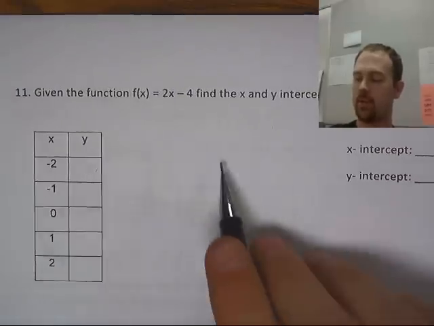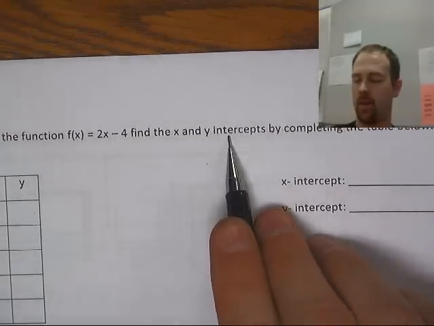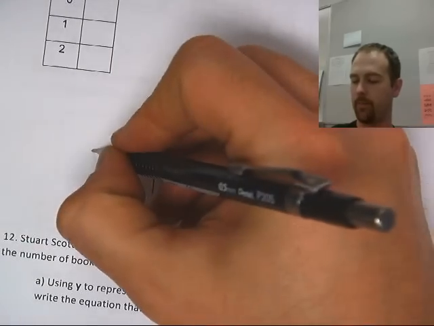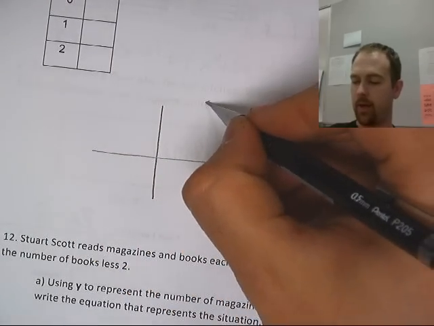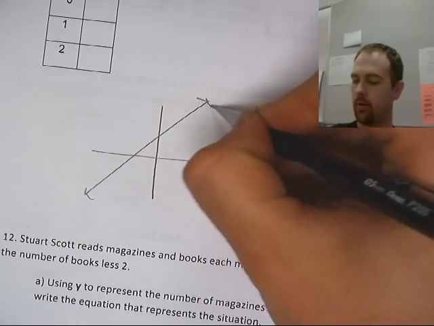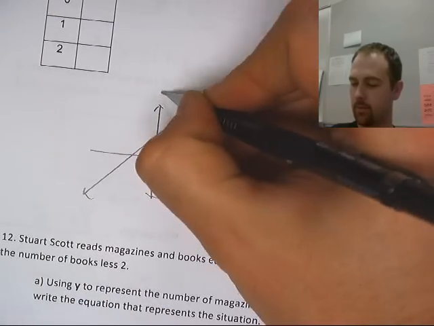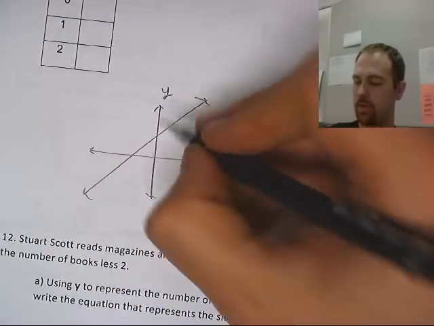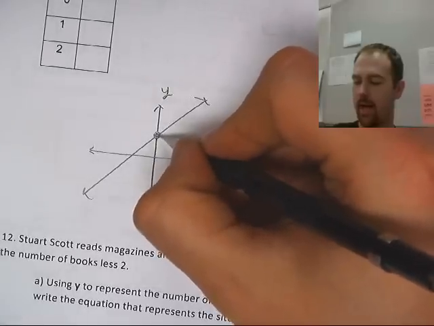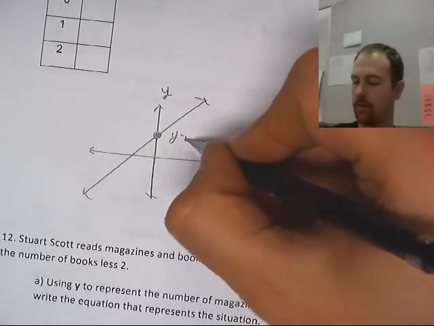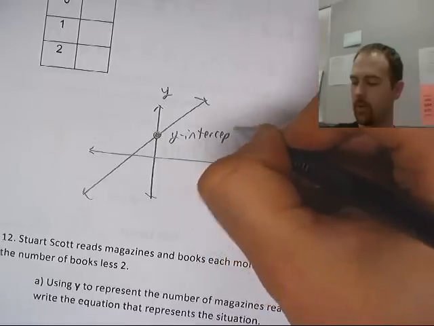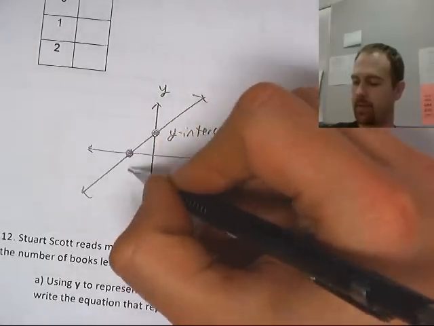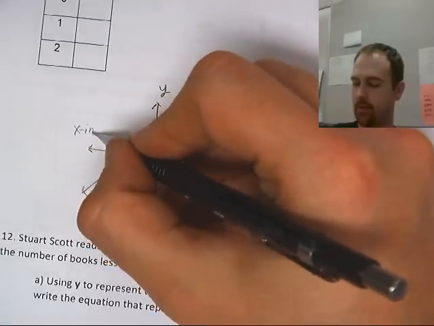Now, what we're asking for here is the x and y intercepts. And before I get into how to do that, let's talk about what x and y intercepts are. Whenever I graph a line, here's my y-axis, and here's my x-axis. The y-intercept is where it crosses the y-axis. This is my y-intercept. Now, my x-intercept is where it crosses the x-axis, so that is my x-intercept.